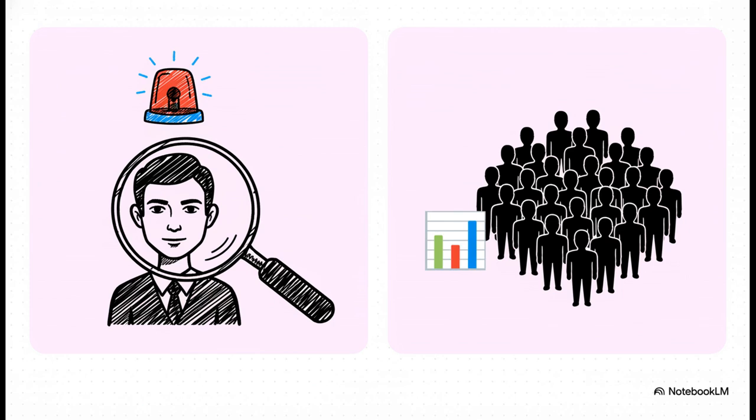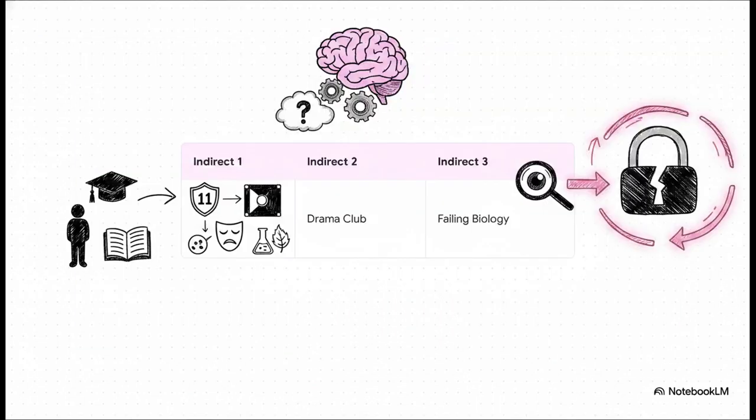PII is any data that can identify a specific student, like names, IDs, or emails. But as builders, we have to look a bit deeper than just the obvious identifiers. Here is where it gets a little tricky. We need to talk about a very serious concept called combinatorial risk. Under FERPA, indirect identifiers can also become PII.